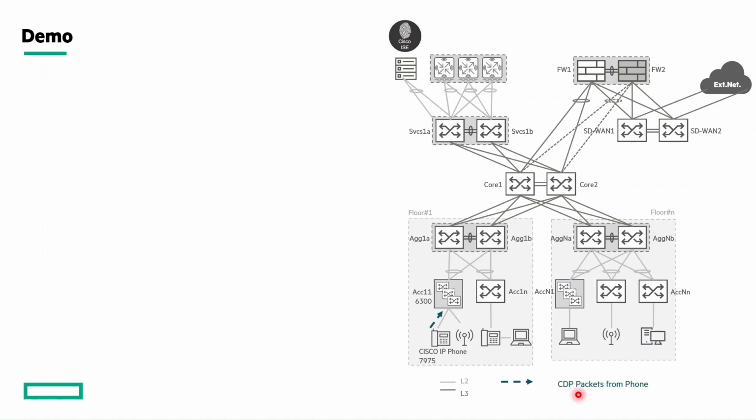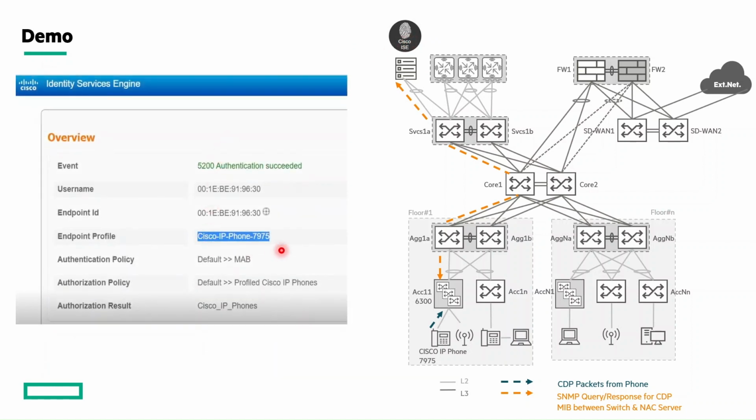In the same way, we will see that the Cisco IP phone will be sending CDP packets, and using those CDP packets we will be able to do the SNMP query response for the CDP between the switch and the network access control server, NAC, and how the Cisco IP phone is correctly profiled and then placed in the correct user role.